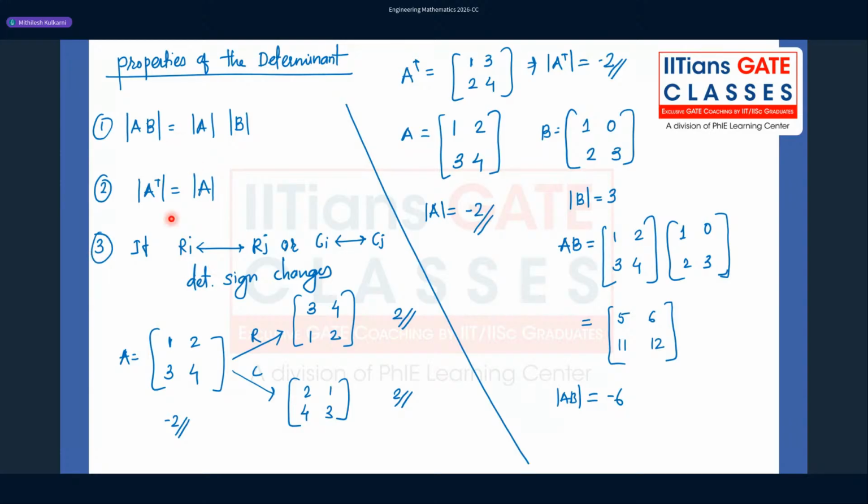Determinant of A transpose is equal to determinant of A. Let's take the same example. This is my matrix A, 1 2 3 4. Take the transpose, 1 3 2 4. Take the determinant, and you will end up with minus 2. So the determinant of the original matrix and its transpose is the same. Determinant of A transpose is equal to determinant of A.